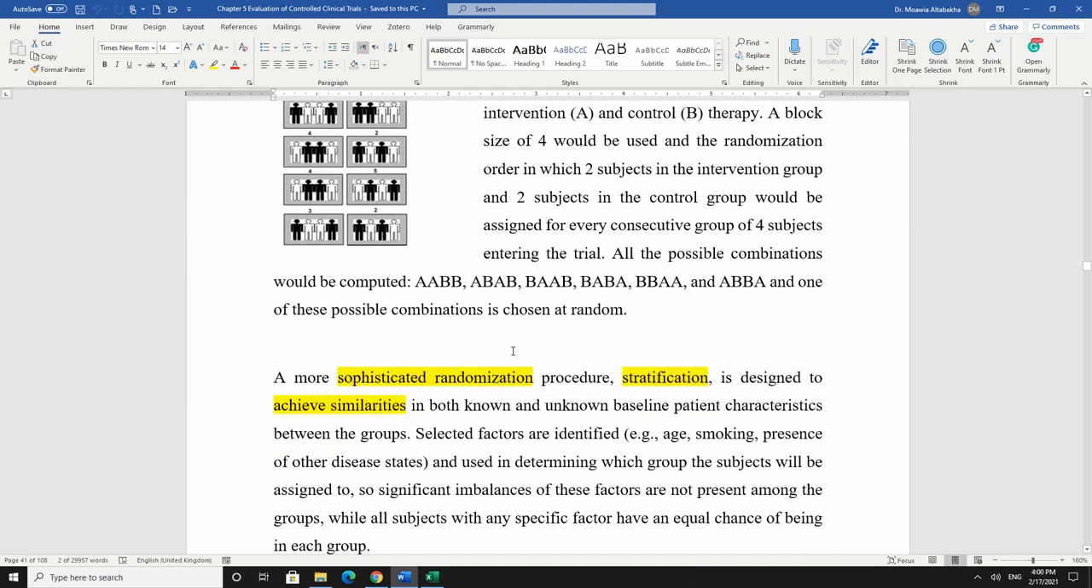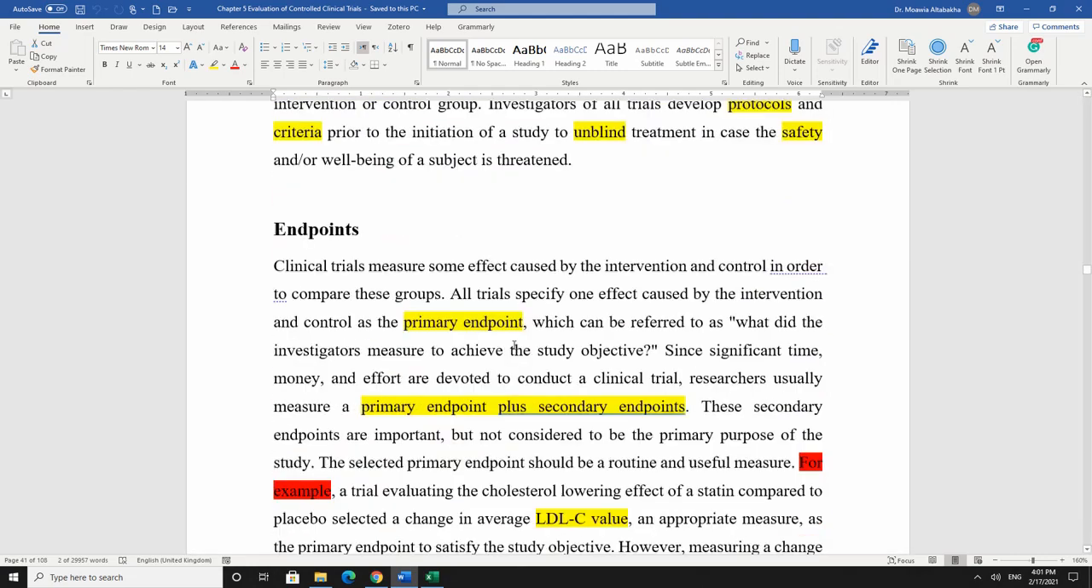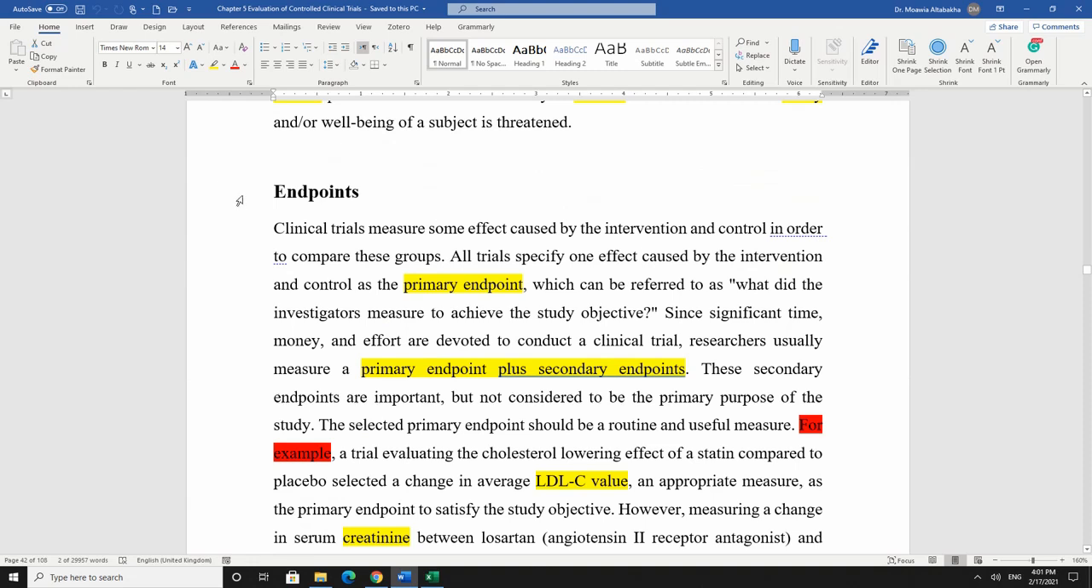In order to have the same number of subjects in each group, we need the block design. To distribute and to make the risk factor balanced, in this case, we need stratification. فإذا stratification and block design will ensure these things. Okay, now we will talk about endpoints.